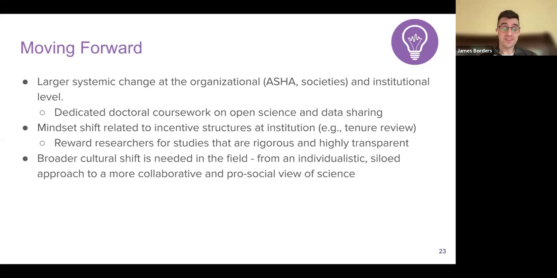Also a mindset shift at the institutional level related to incentive structures for, say, tenure review. So rewarding researchers for studies that are both rigorous and also highly transparent. And so really hoping that we can promote a broader cultural shift in the field towards a more collaborative and pro-social view of our science.